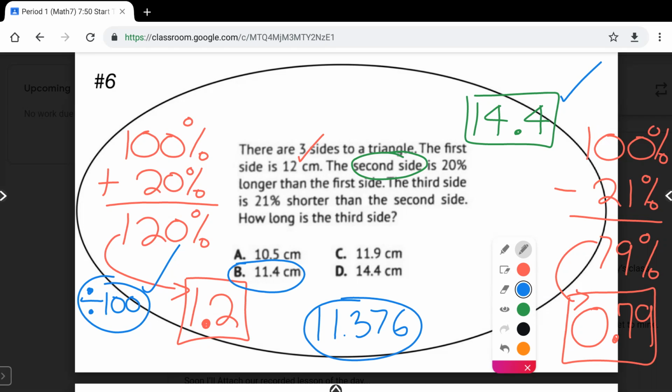Another thing I wanted to point out is that when it says the second side is 20% longer than the first side and the third side is 21% shorter, you can never combine these percents together. You've got to take them one piece at a time and do one percentage change at a time. And if you do that, the steps are pretty simple. They're pretty much mirror images of one another. You just got to take your time and make sure everything comes out right.